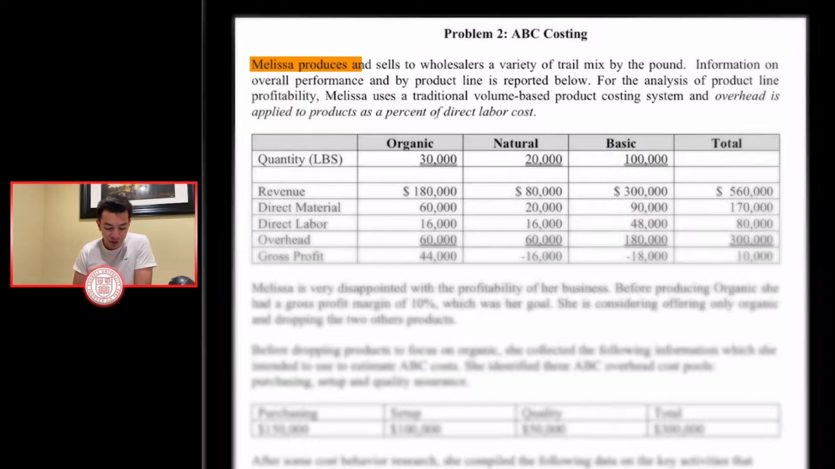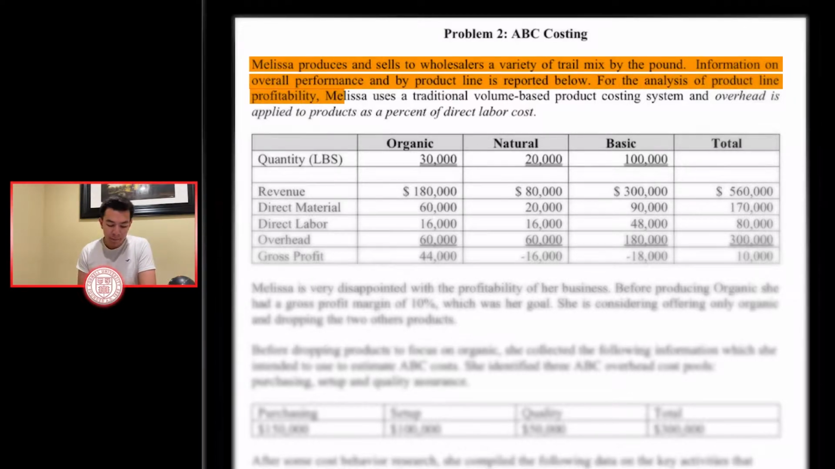Melissa produces and sells to wholesalers a variety of trail mix by the pound. Information on overall performance and by product line is reported below. For the analysis of product line profitability, Melissa uses a traditional volume-based product costing system, and overhead is applied to products as a percent of direct labor cost. Okay, so what they're saying here is that before ABC costing, Melissa used a traditional costing system. She only based her overhead costs on labor cost, right?